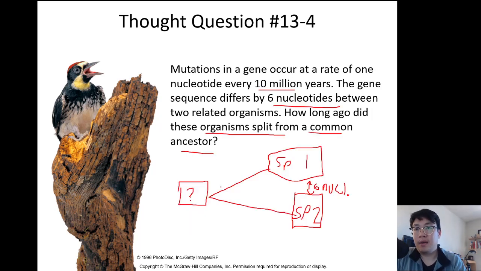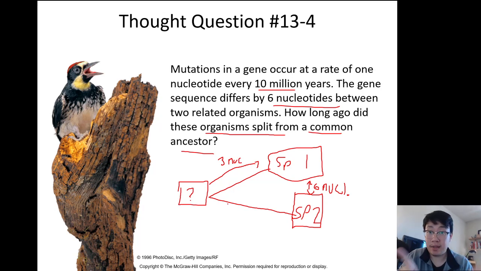Because to go from a common ancestor to here, we have 3 nucleotides that will change. Not 6. Just bear with it. 3 for now. Okay? Because every 10 million years, 1 nucleotide per path is changing.